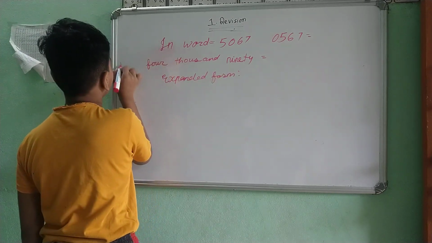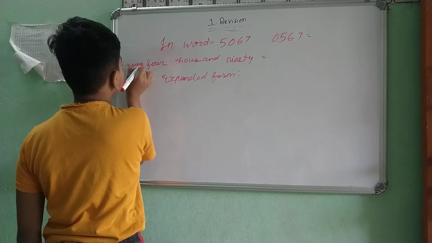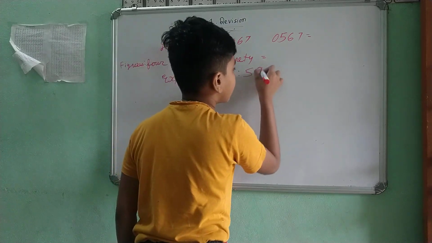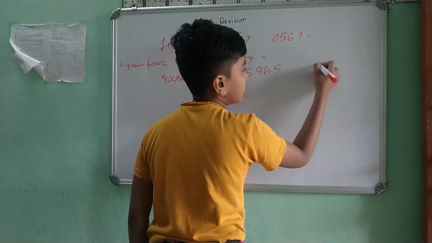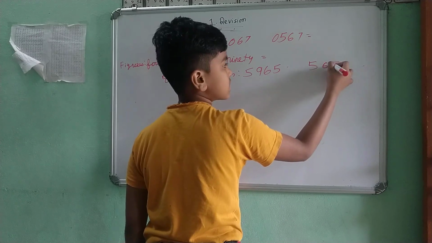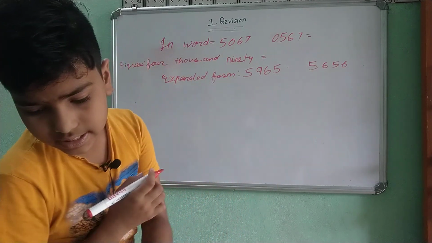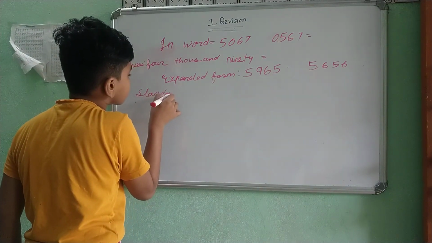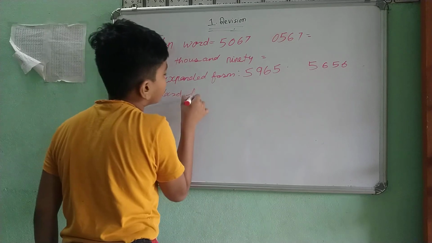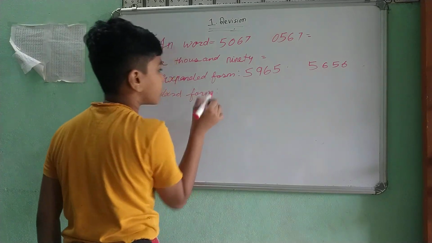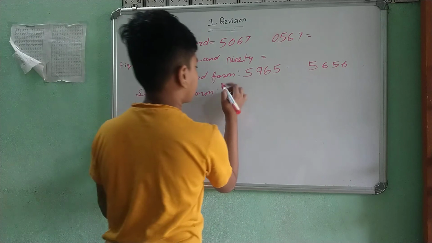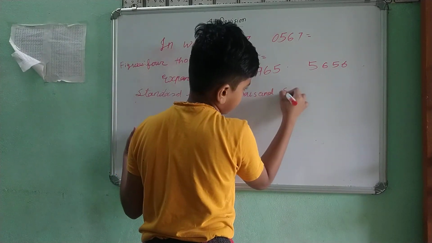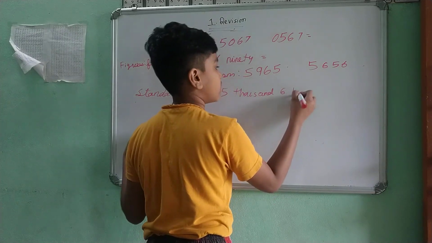Okay, figures. Expanded form. We have to write the expanded form of 5965 and 5656. Then write the standard form. Standard form of a number like 5000, 600.